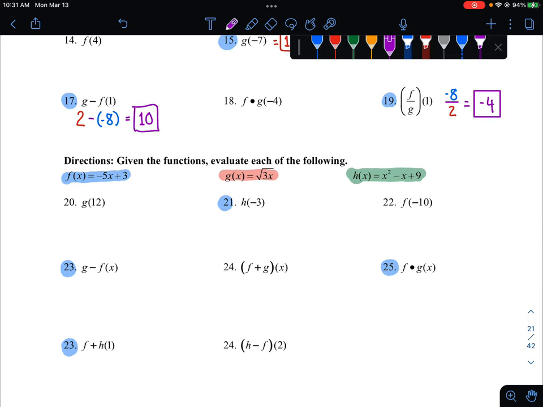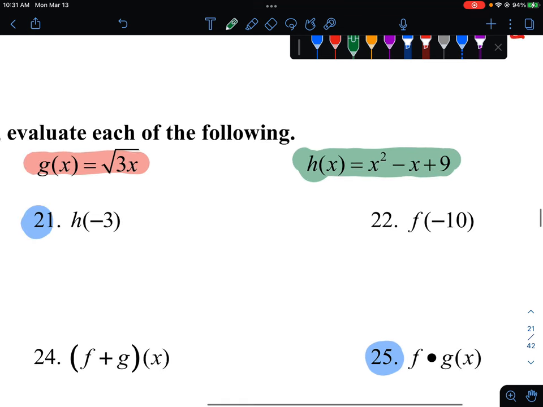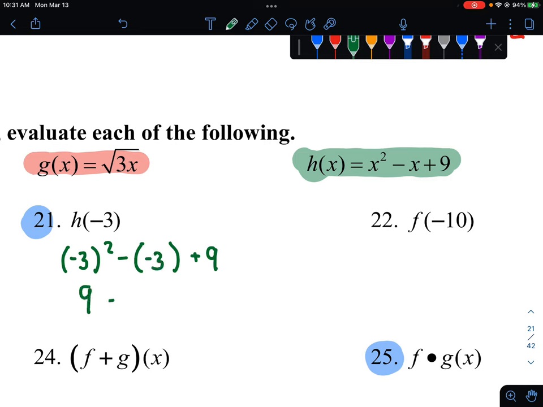Now, some of these other things, if you look at number 21 here, they want me to plug in negative 3 into the function h of x. So what does that mean? That means everywhere that function has an x, I'm going to plug in a negative 3. So you want to be careful here. Notice I put my parentheses in. If you get lazy with those parentheses, you're going to have a hard time here. This is going to end up being 9 plus 3 plus 9. So my answer when I evaluate that at negative 3 is 21.